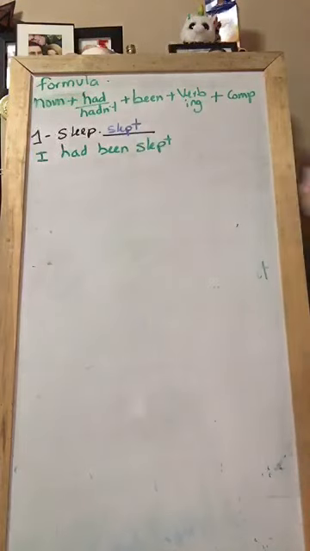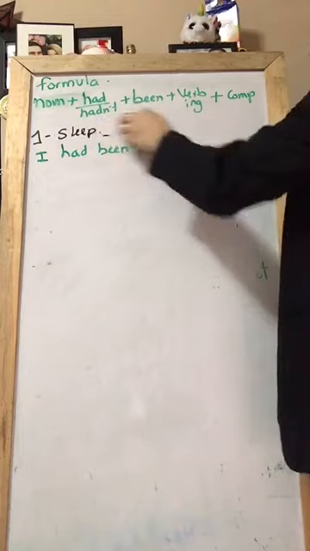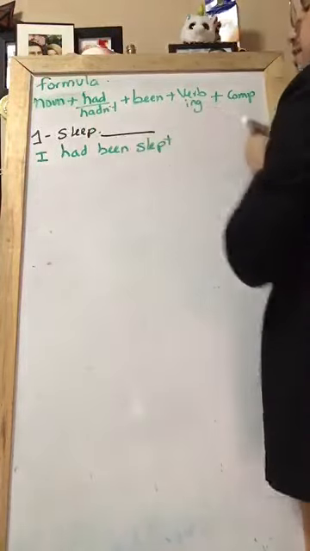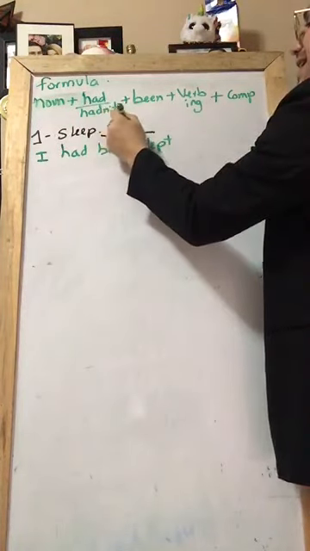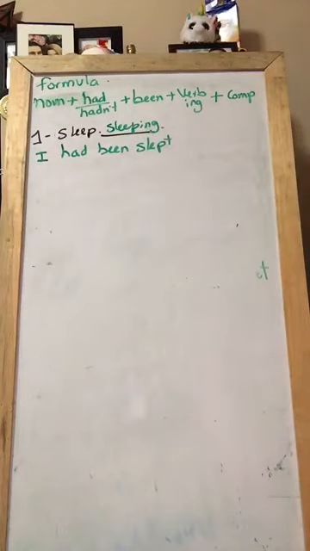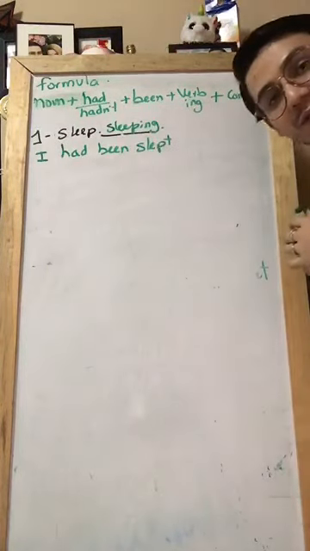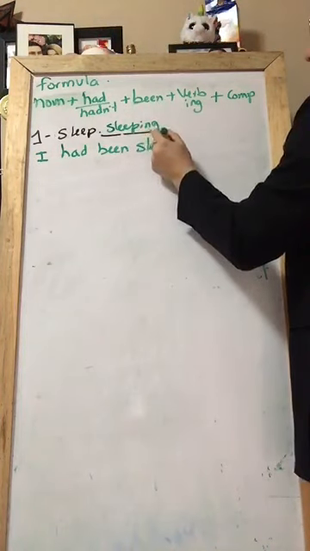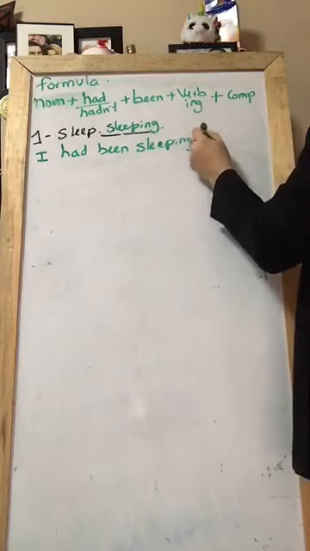Oh, wait, sorry. My mistake. We're not writing the past tense. I got confused. We write the present continuous of it. I'm sorry. Sleeping. I'm sorry. I confused a lot of people, I'm guessing. So we'll give it to you in present, and then you're going to have to write it into present continuous with ing at the end. So, my mistake in here. Sleeping. I had been sleeping all day.